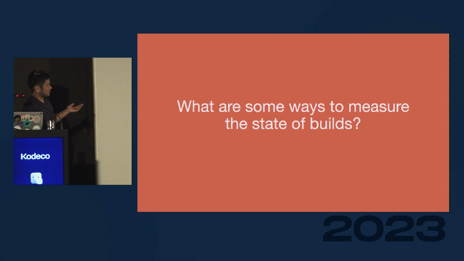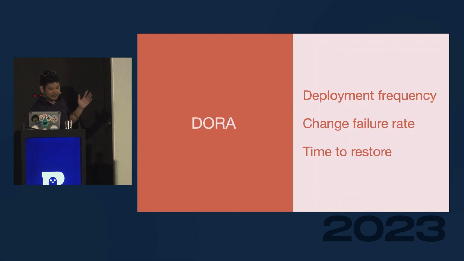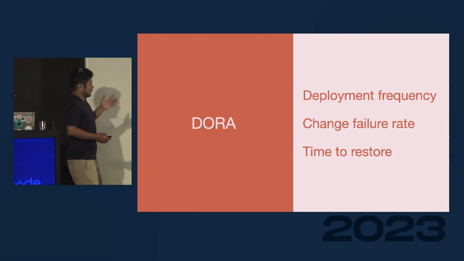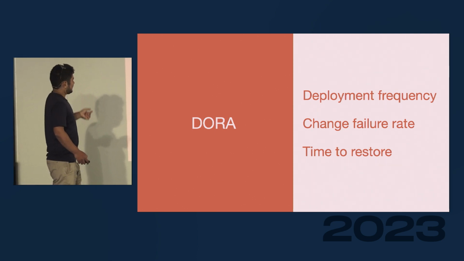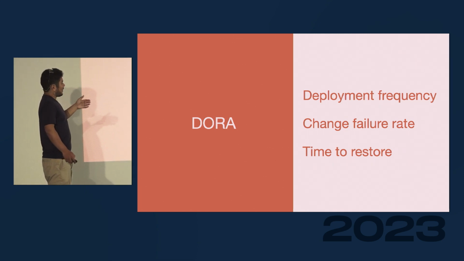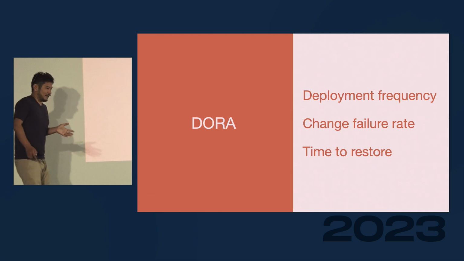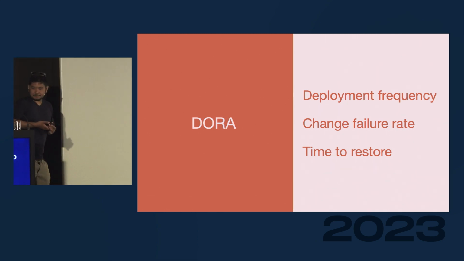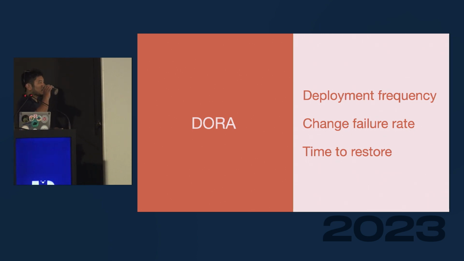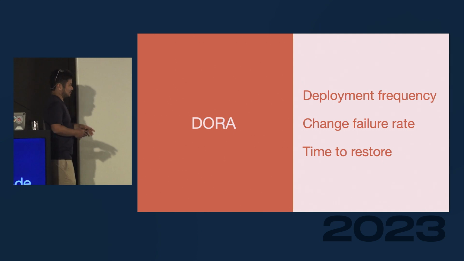What are some ways to measure the state of the builds? I'm not sure if people are familiar, but there are some frameworks. One is called DORA. It allows you to measure the deployment frequency, how frequently you deploy to production. There is the change failure rate, how often you might find bugs in production. And then there's also time to restore. I mean, it has many metrics.